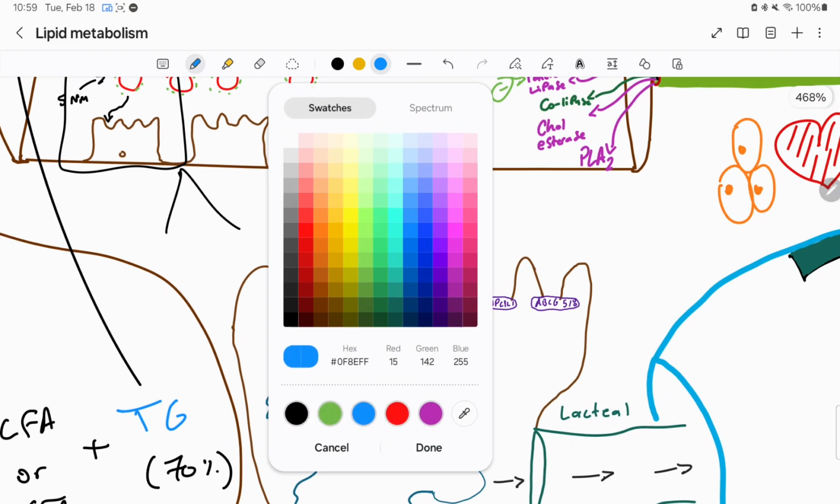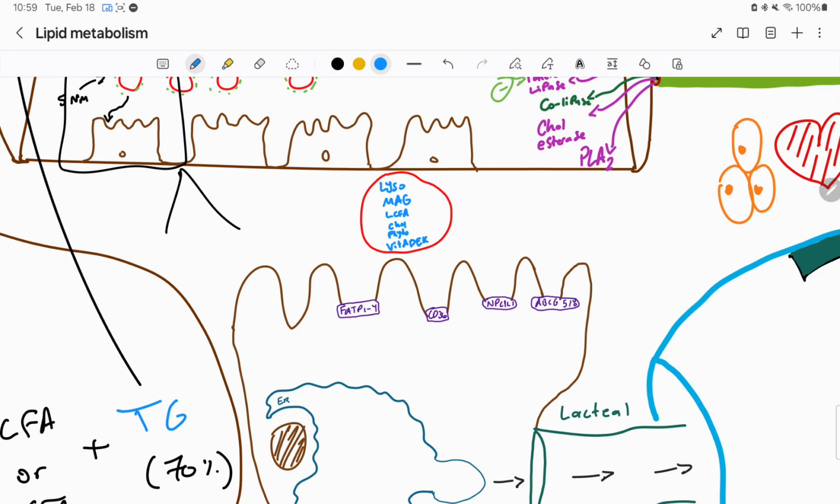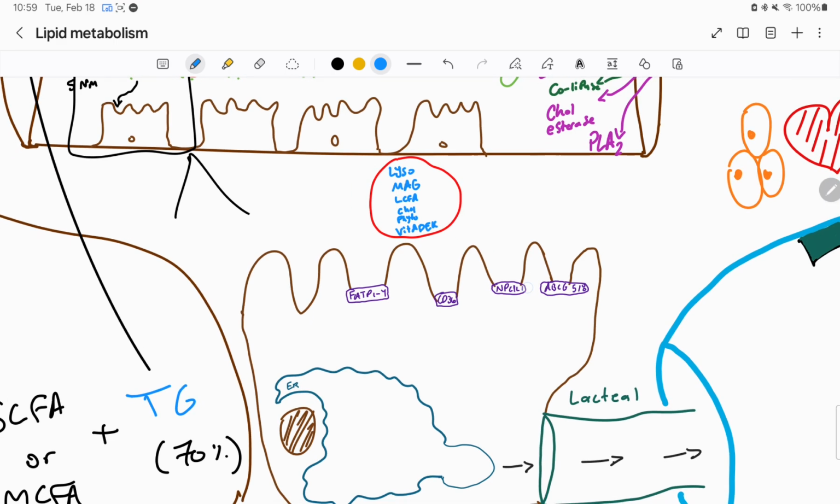All right, now, what does the absorption actually look like? And one more time, I really do want to mention that these micelles don't actually cross the plasma membrane of the enterocyte. They're basically only there as a temporary structure to deliver the digested lipids to the enterocyte, okay? And then they kind of break down and release their contents, okay?